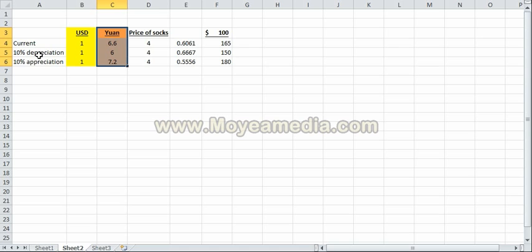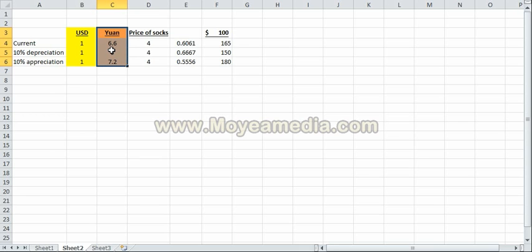If there was a 10% depreciation, that means one US dollar would bring back less Chinese yuan. In this example, 6. If there was a 10% appreciation, one US dollar would give us approximately 7.2 yuan. The math behind this was 6.6 times 0.1, and then the answer to that is added to the original 6.6. The math for the depreciation is simply 6.6 times 0.9. And we're rounding for our answers.